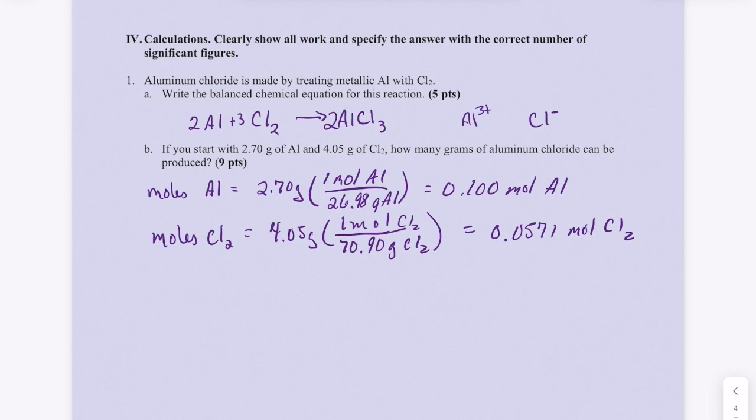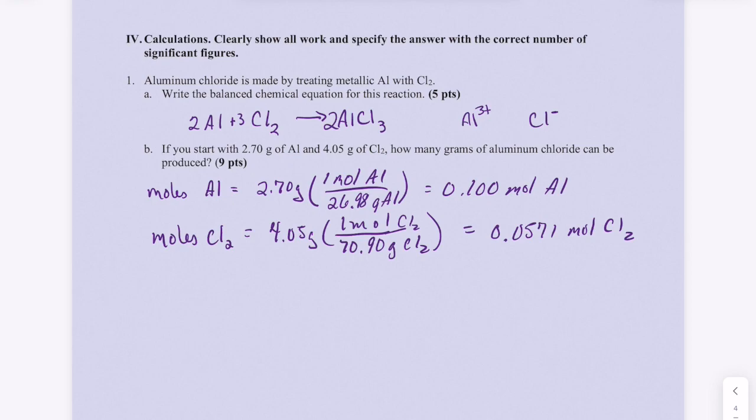There are several ways you can go about doing this. Probably in the long term, the easiest and less confusing way to do it is just simply to calculate the mass of product for both. Now, I can look at this and tell you that clearly based on the 3:2 ratio, I need more moles of chlorine than of aluminum. And clearly I have fewer moles of chlorine than aluminum. So in this particular case, I could say, yeah, the limiting reactant is diatomic chlorine. But let's go ahead and calculate the amount of product for both.